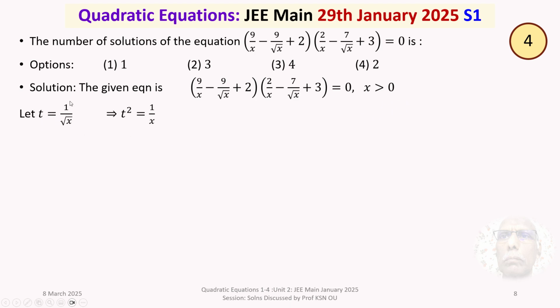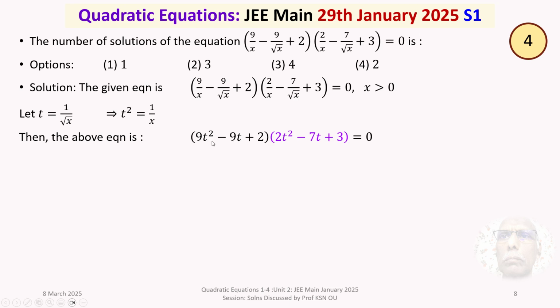Let t is equal to 1 by root x. Then t square will be 1 by x. So, wherever there is 1 by x, write t square. Wherever there is 1 by root x, write t. Then the above will be 9t square minus 9t plus 2 multiplied by 2t square minus 7t plus 3 is equal to 0.